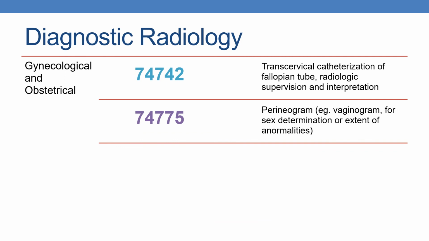The next CPT is 74742, transcervical catheterization of fallopian tube, radiological supervision and interpretation. The next is 74775, perineogram, vaginogram for sex determination and extent of anomalies.